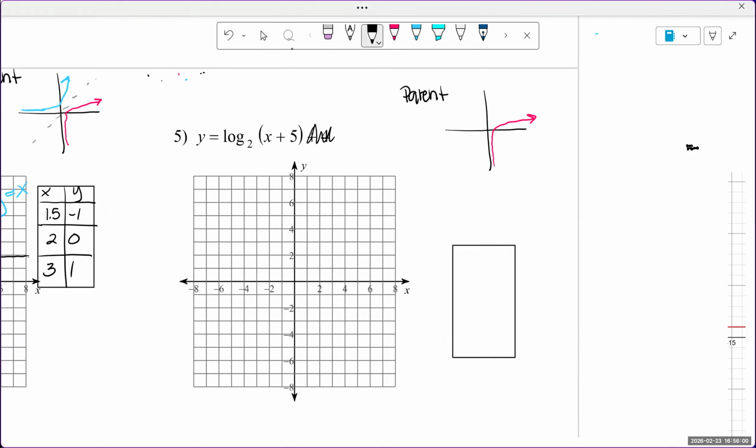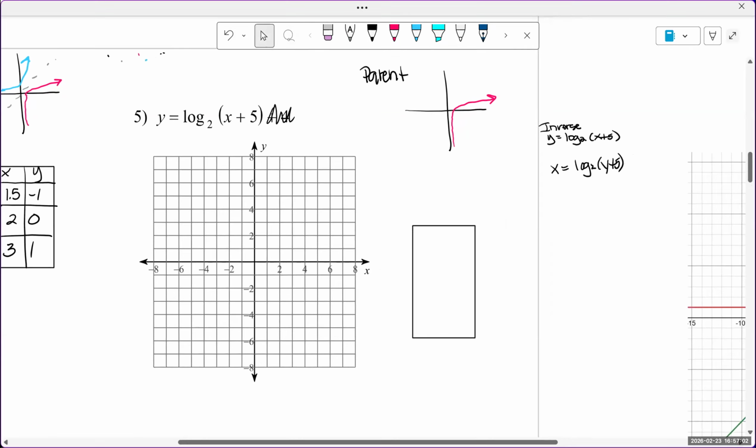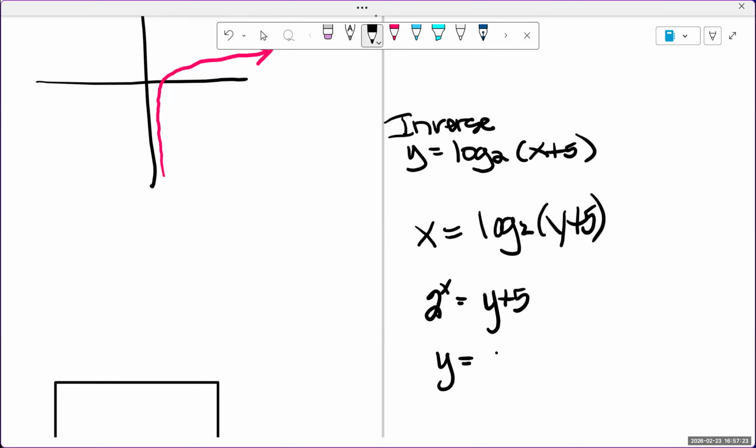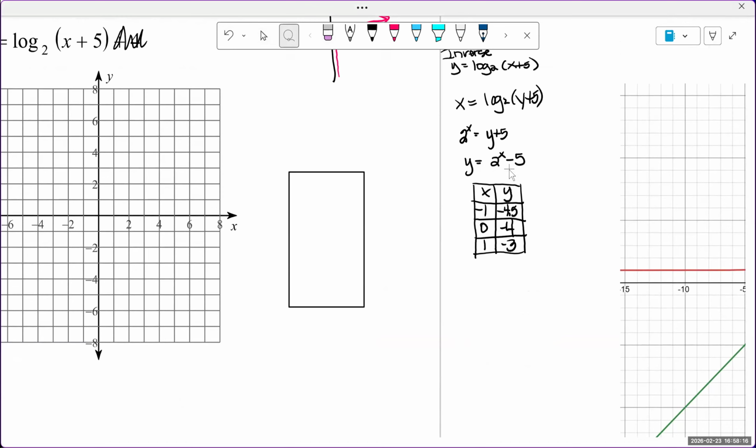Okay, next step. Let's make the inverse of log base 2 of x plus 5. So we want the inverse. We switch the x and the y value, and then we solve for y. We do that by going from log form to exponential form. So base, exponent, answer. So y is equal to 2 to the x minus 5. So let's make a table. I plugged in -1 and got -4.5. 0 gives -4, and 1 gives -3.